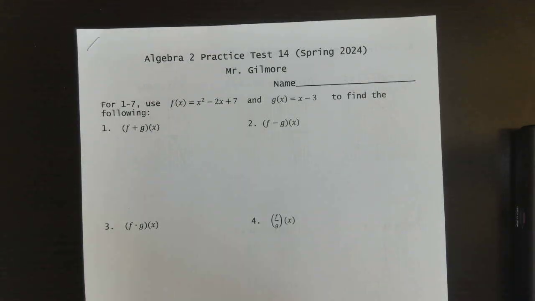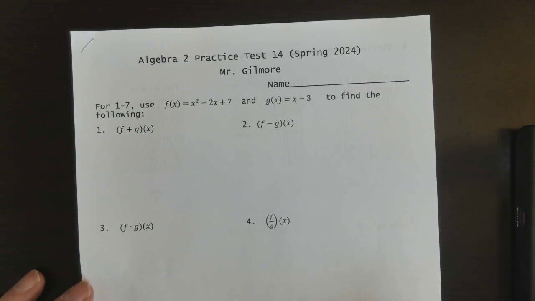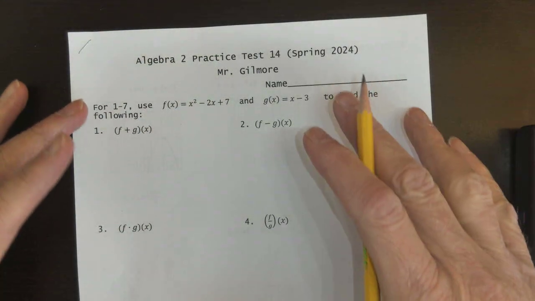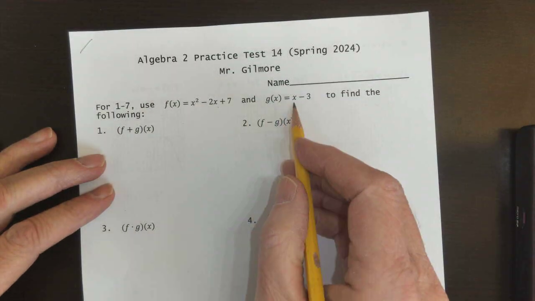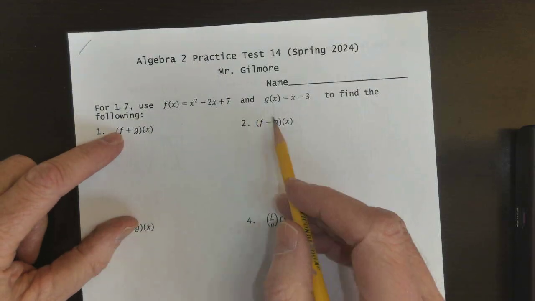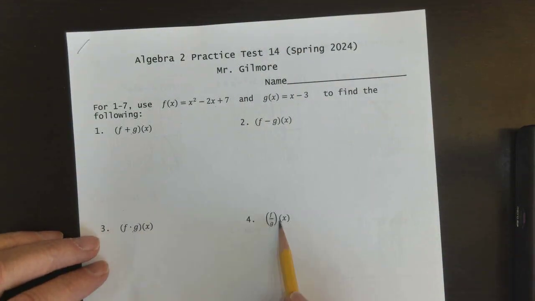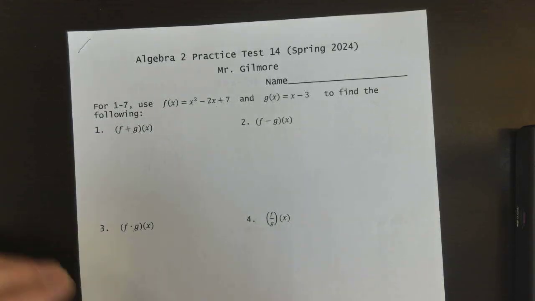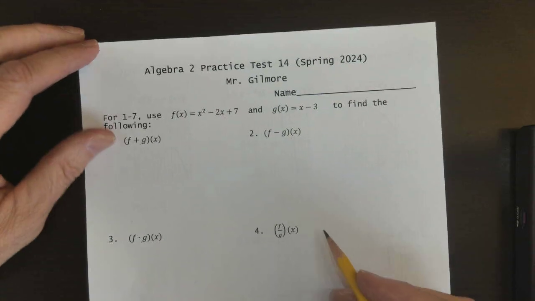Hi everyone. We've got this practice test here, practice test 14. First part, numbers 1 through 7 deal with f of x being x squared minus 2x plus 7, g of x equals x minus 3. Now these are operations on functions. We're just going to add, subtract, multiply, and divide. And we'll ask a little question there. And then we have composition of functions that we'll deal with here.